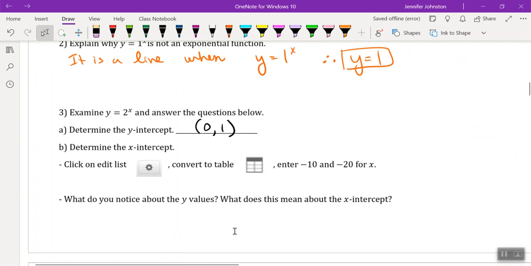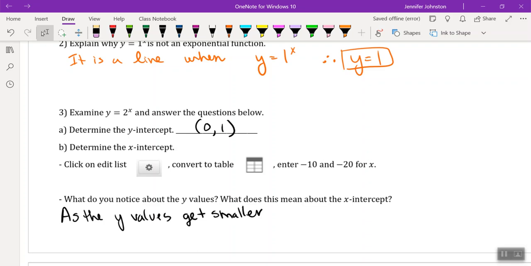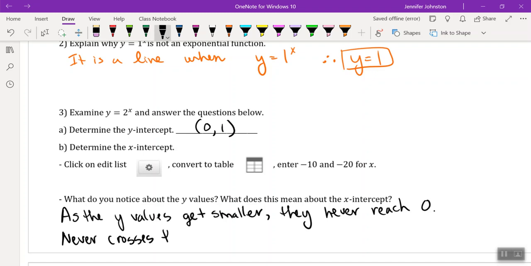All right. So what do you notice about the y values? As the y values get smaller, they never reach 0. Okay, they get smaller, but they never reach 0. So it never crosses the x. So it never crosses the x-axis.